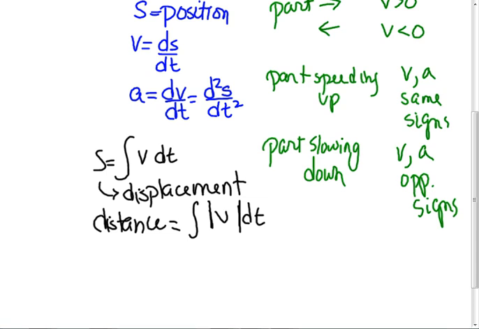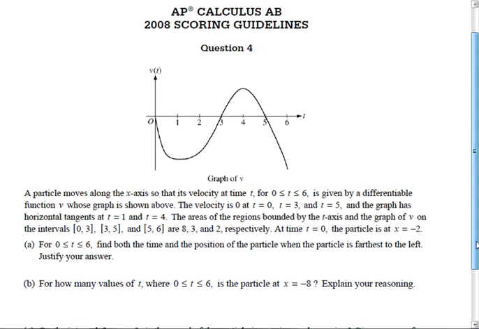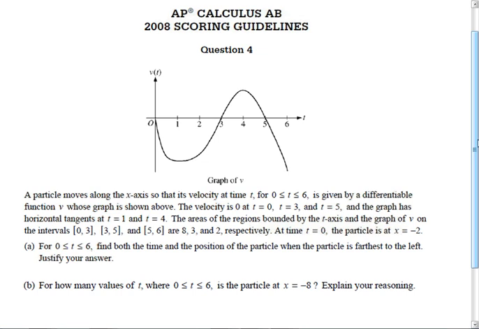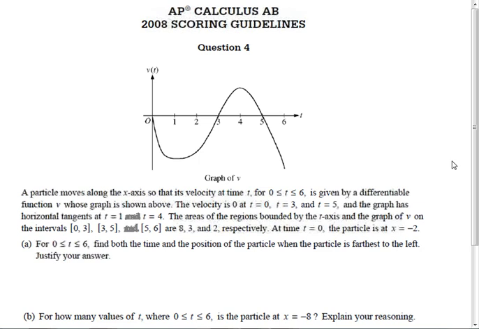So let's look at 2008 number 4. The first thing you should do is look at the picture and see what you notice about it. What are you given? Because what happens is you jump in too fast, and then you don't realize that this is not the position. This is the velocity graph. So look it over before you jump into the problem, and maybe read some of the words. There are a lot of words here. It's gotten wordier as the years have gone by. And so that's your velocity.